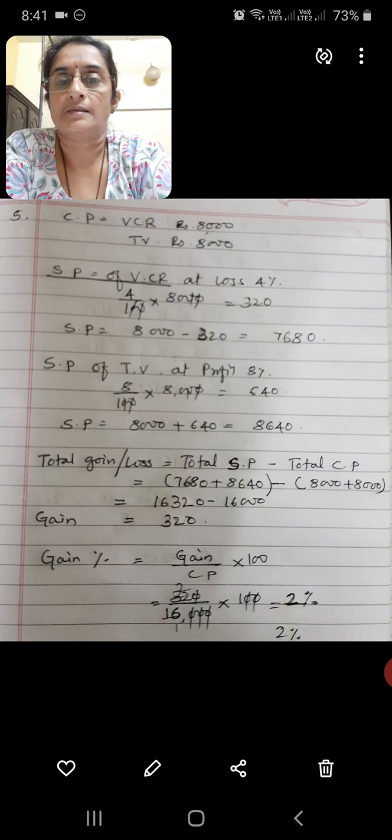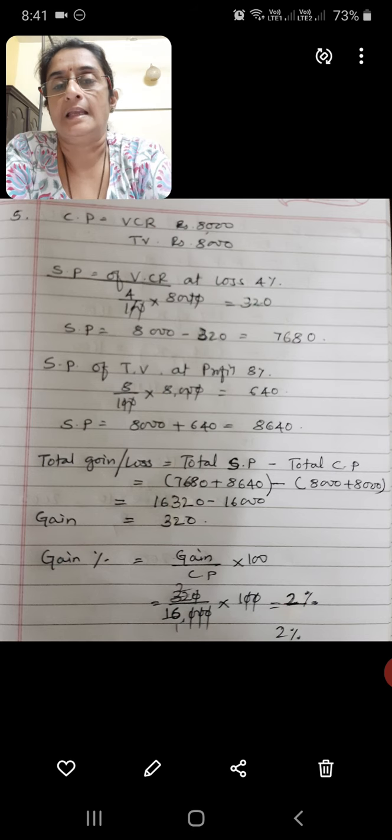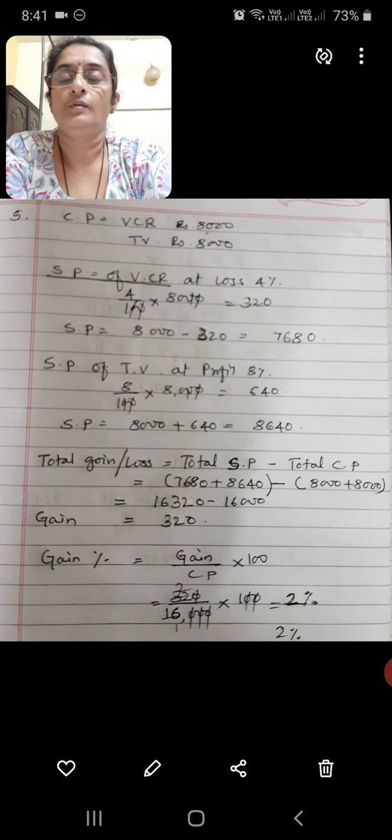Now selling price, when he has sold the VCR, he has sold it at a loss. So the selling price must be lesser than the cost price. And when he sold the TV, he sold it with 8% profit. So the selling price of the TV is more than the cost price. Fine. Now first we will find out the VCR's selling price.